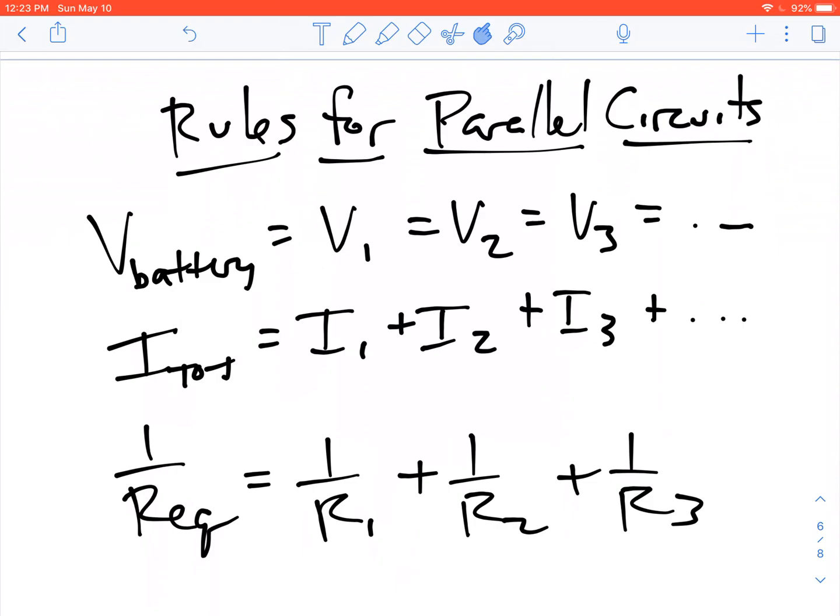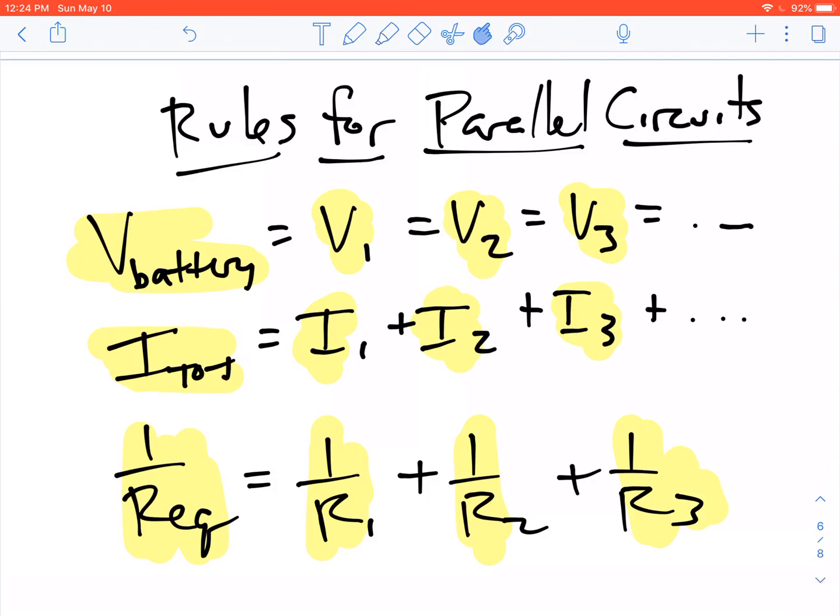The first rule is that the voltage across each individual resistor, V1, V2, V3, etc., is the same as the voltage coming out of the battery. The second rule is that the current that comes out of the battery is equal to the sum of the individual currents going through each individual resistor. Here we don't have one loop with the same current everywhere. We have several different loops, and the total coming out of the battery is the sum of the amount going through each individual loop. And then finally we have this special equivalent resistance formula with 1 over Req equaling the sum of 1 over each individual resistor.